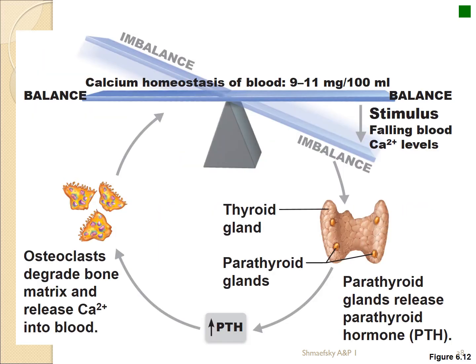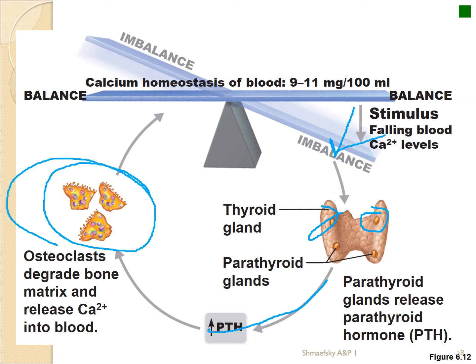And if you want to look at this like the seesaw model, and this doesn't always help me, but whatever. So what happens if blood calcium gets lower? It stimulates the parathyroid glands. They produce PTH, parathyroid hormone. Osteoclasts are stimulated, and what they do is they bring that seesaw back to balance. Now, next we're going to see what happens if the calcium gets too high.